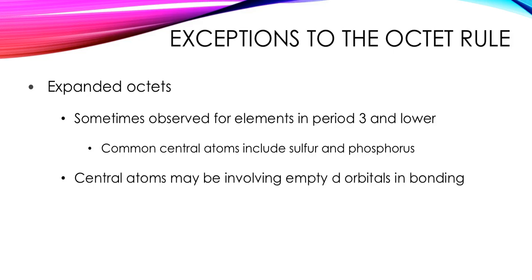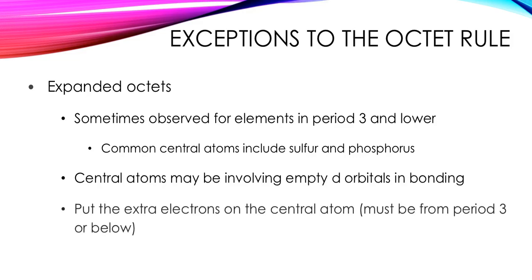Some evidence suggests that empty d orbitals get involved in the bonding. That's been called into question. So we're not really going to worry about the why and more about can we draw these structures. Okay. So what you have to do is, once you've put all the electrons in and every atom has an octet, any additional electrons can go onto the central atom if it's from period 3 or below.